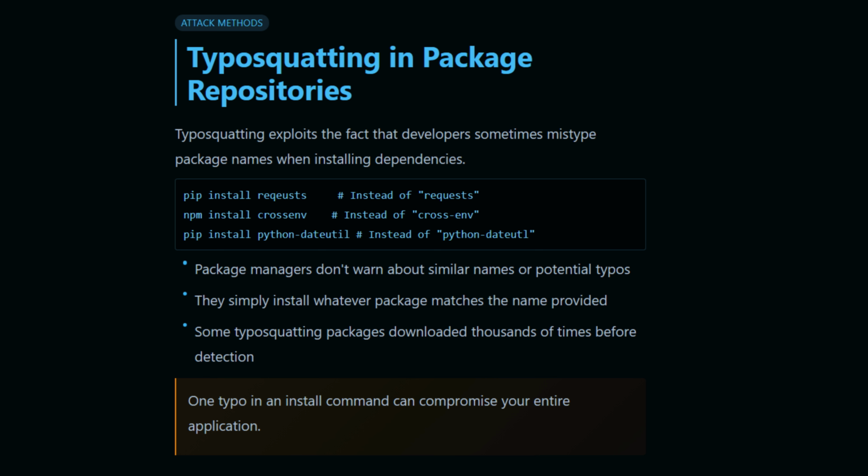Typo squatting exploits the fact that developers sometimes mistype package names when installing dependencies. An attacker might register a package with a name like REQEUSTS instead of REQUESTS. When developers mistype the package name in their installation command, instead of getting an error, they inadvertently install the attacker's malicious package. Some typo squatting packages have been downloaded thousands of times before being detected and removed.